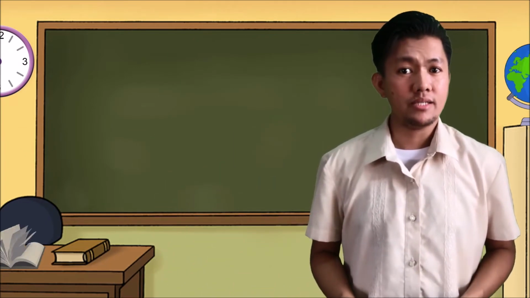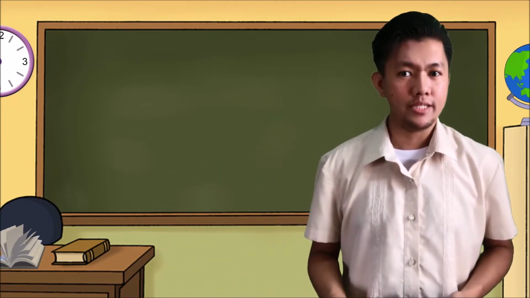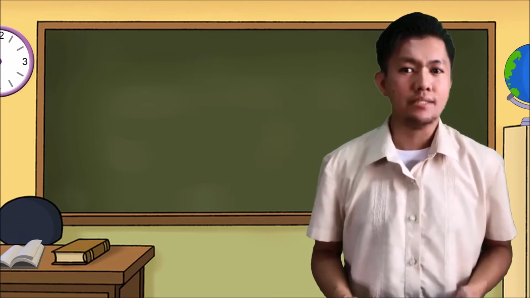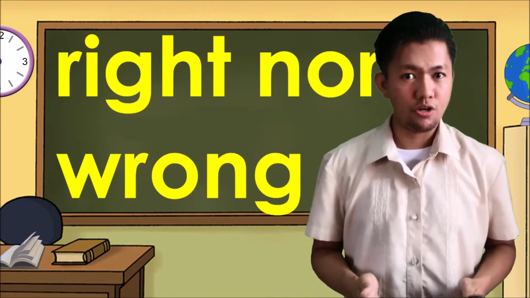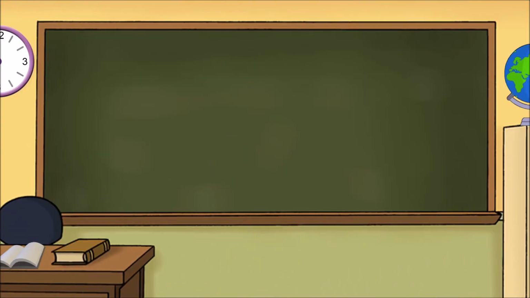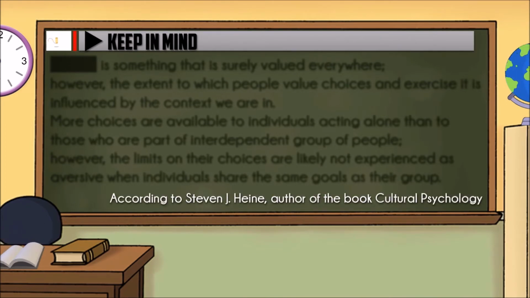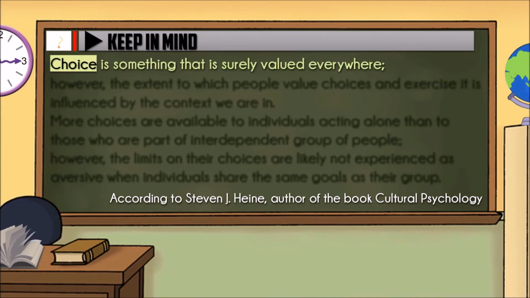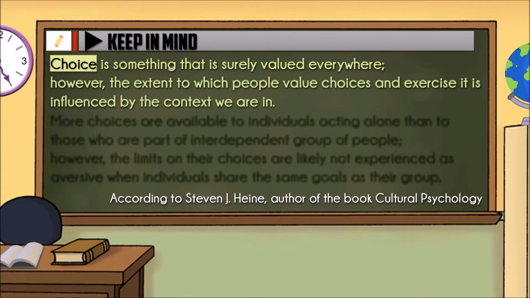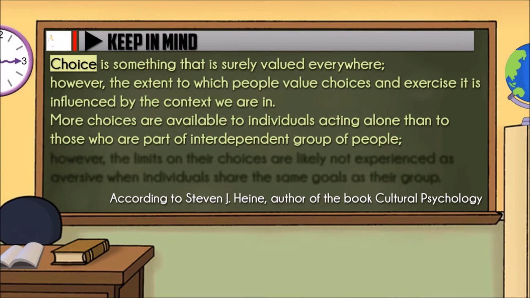We make countless choices every day, from the very moment we open our eyes in the morning up to the time we fall back to our beds, and our choices are neither right nor wrong. Keep in mind, according to Stephen J. Hayne, author of the book Cultural Psychology, choice is something that is surely valued everywhere. However, the extent to which people value choices and exercise it is influenced by the context we are in. More choices are available to individuals acting alone than to those who are part of an interdependent group of people.